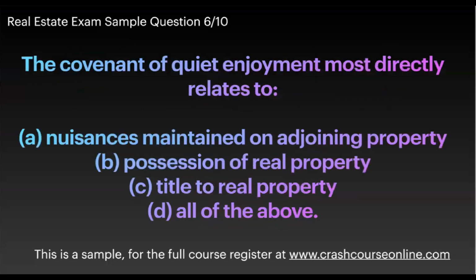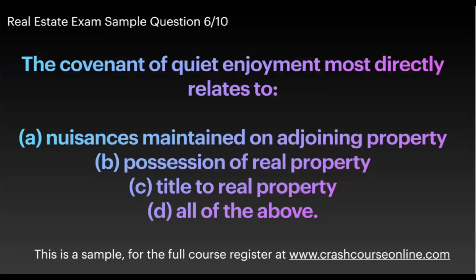Now let's look at question 6. It says, the covenant of quiet enjoyment most directly relates to what? Now, a covenant, that word just means promise. A covenant of quiet enjoyment is a promise, and this is a promise specifically in landlord-tenant relations. Quiet enjoyment doesn't mean that the landlord promises you that the neighborhood will be quiet. It doesn't promise that you're going to enjoy yourself there and have a good time.